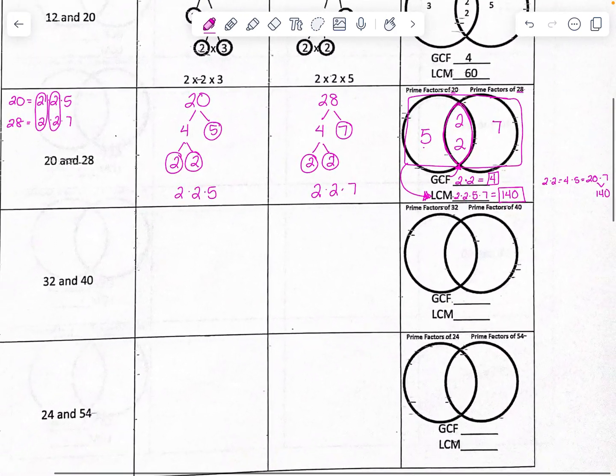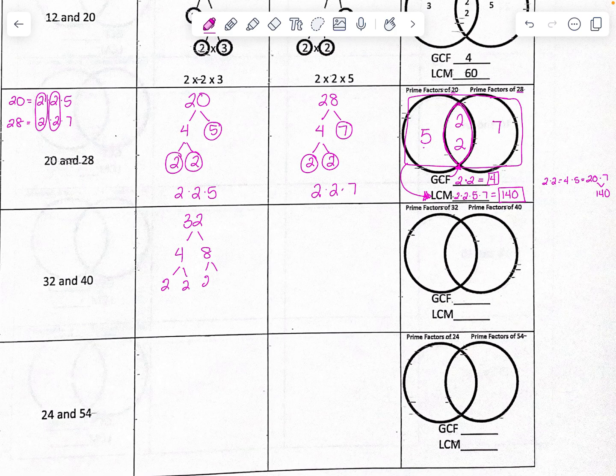All right, let's do the next one. 32 and 40. If you'd like, you should pause the video and try to do the prime factorization, then come back and see if yours matches mine. I'm going to start with 4 and 8. Neither of these are prime, so I have to keep going. 2 and 4. All my 2's are prime.